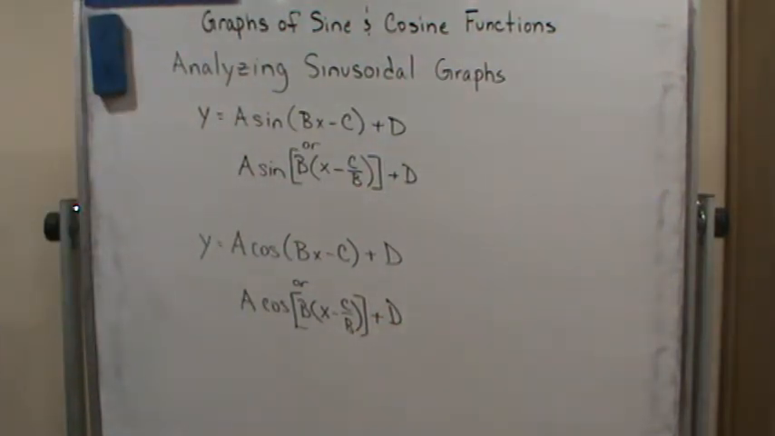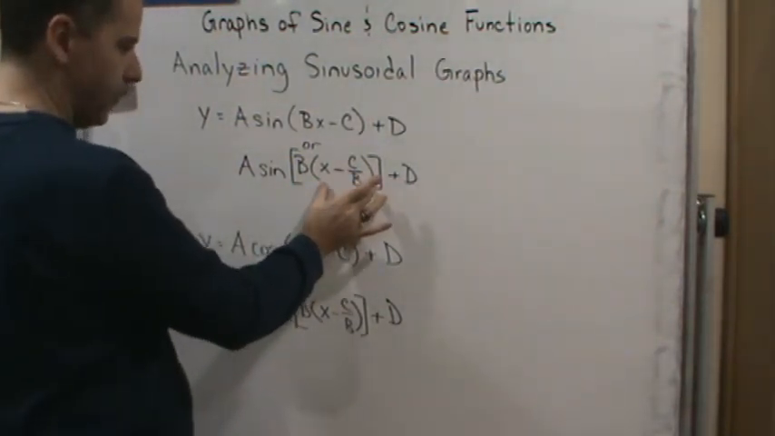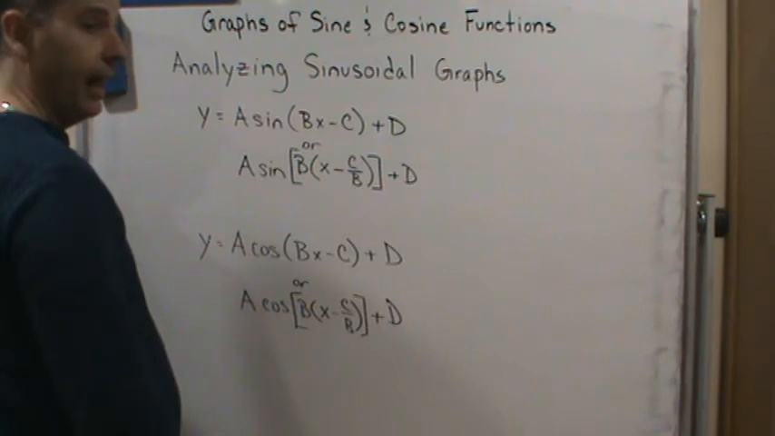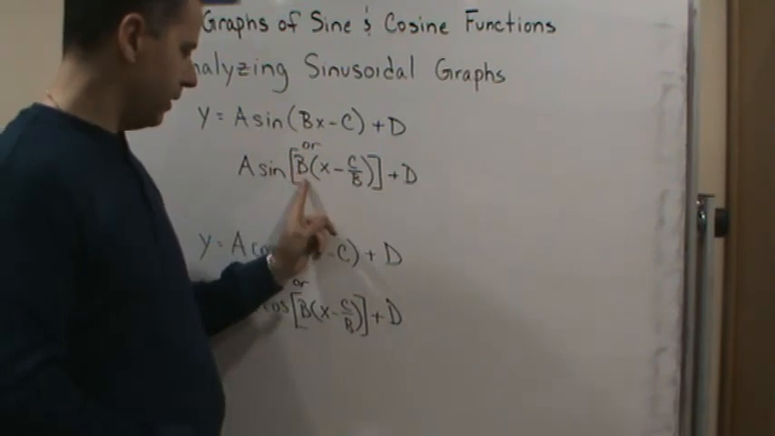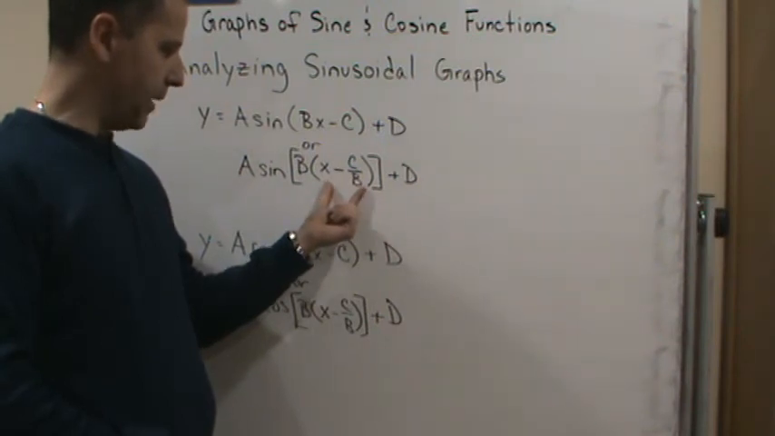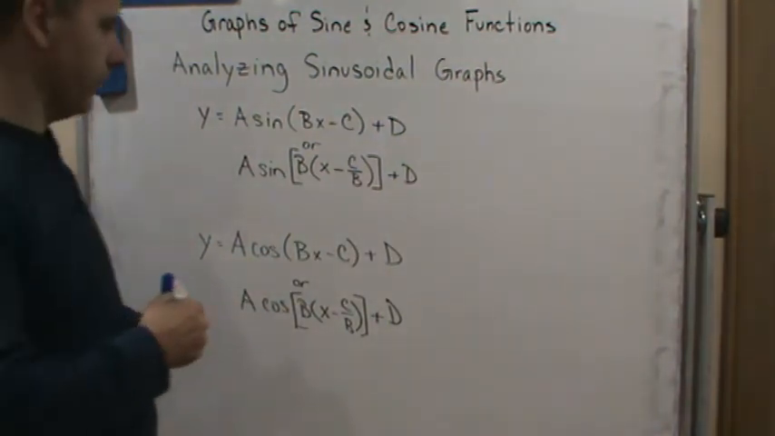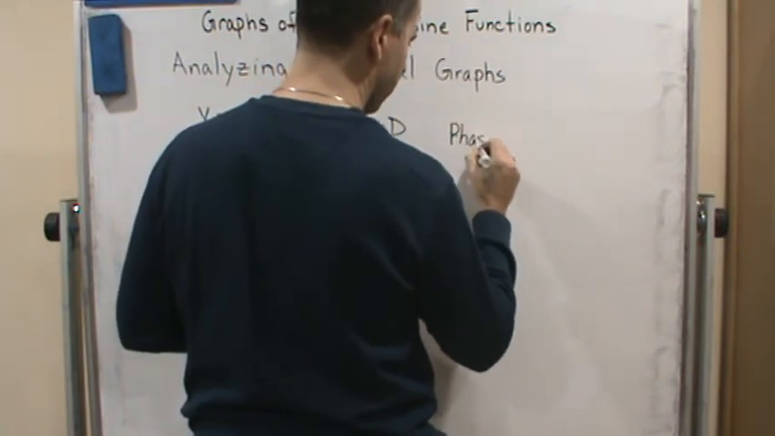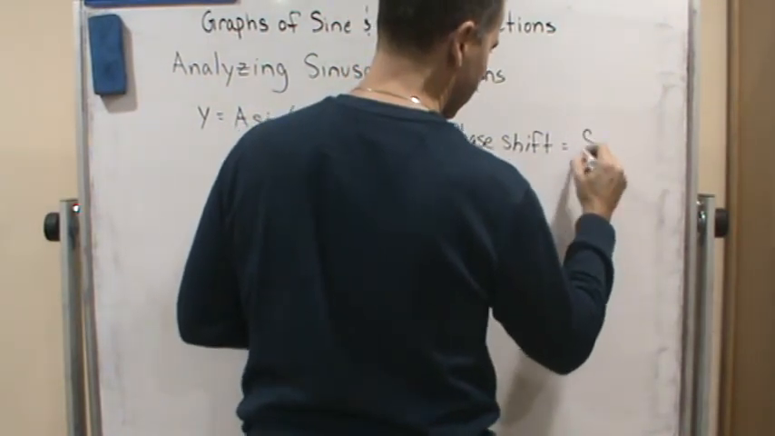Okay, now since I have the b outside this, now I can use this number here, and this is going to tell me how to shift the graph. Now I still have my horizontal compression or stretch here, but now I know exactly because I've separated these two. So this is what we call the phase shift, okay? So the phase shift is equal to c divided by b.